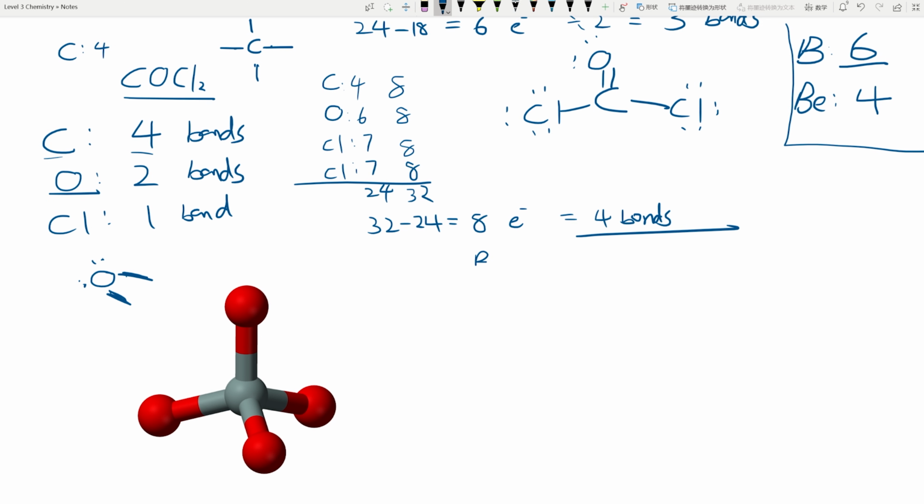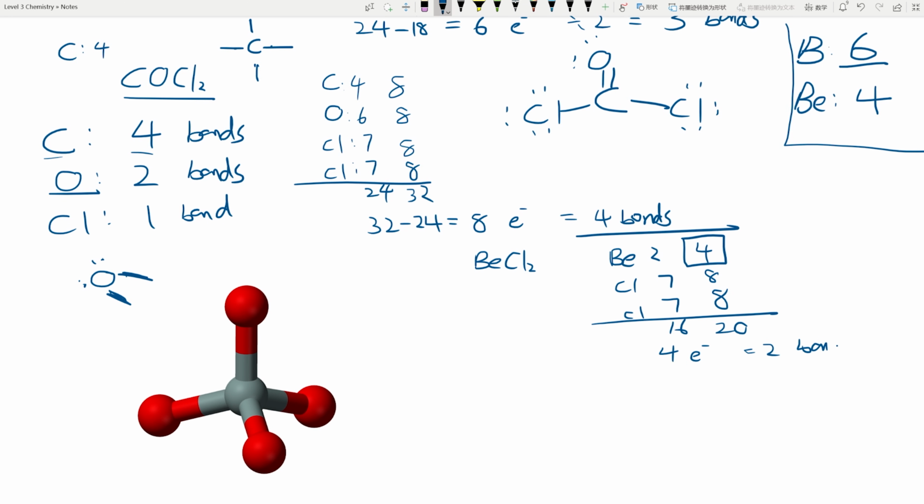A really good example is BeCl2. So if you were to do this, BeCl2, this is 2, 7, 7, this is 4, 8, 8, so this number is no longer 8. So this is going to be 20, 16, so 20 minus 16 is 4 electrons, and 4 electrons is 2 bonds. So 2 bonds means Cl-Be-Cl, 1 bond on the left, 1 bond on the right.